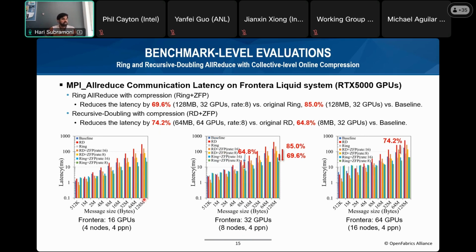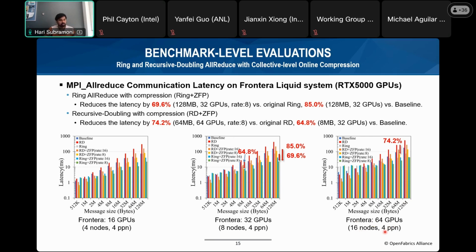This is the evaluation on the RTX GPUs. Broadly, the trends remain the same. If you look at the ring AllReduce with compression, it's able to reduce the latency by up to 69 to 70%. If you look at the recursive doubling algorithm with compression, it is able to reduce the latency by up to 75% on various GPUs. Here we were able to go to larger scales because of the availability of more nodes. So this is on 16 nodes and 4 processes per node, because each node had about 4 GPUs on this particular system.